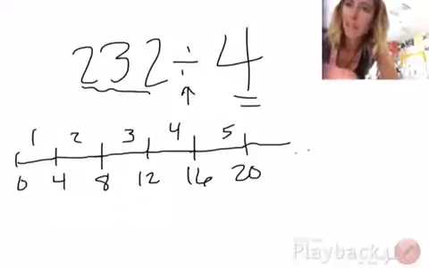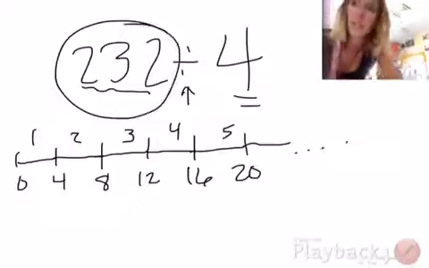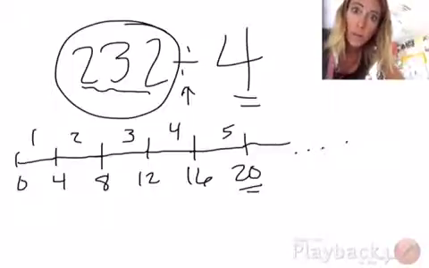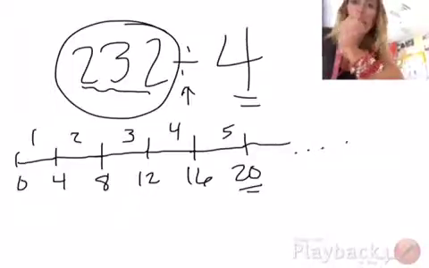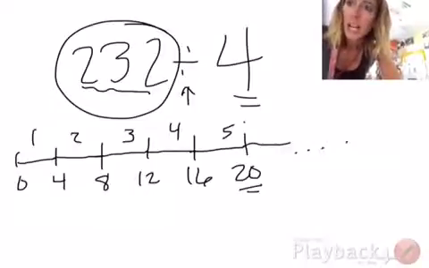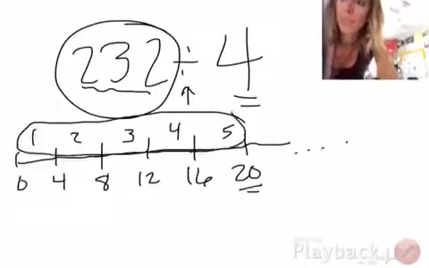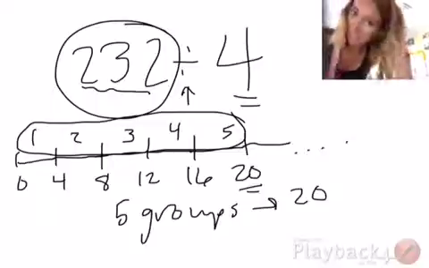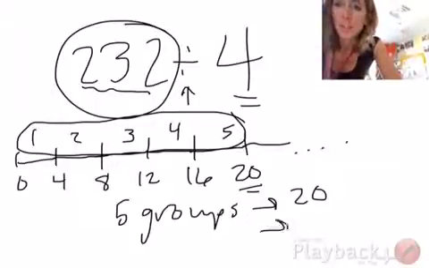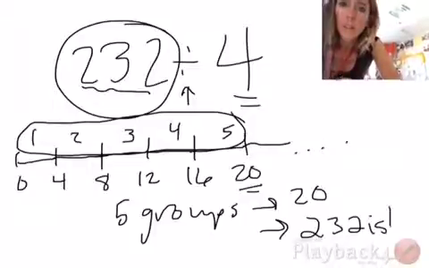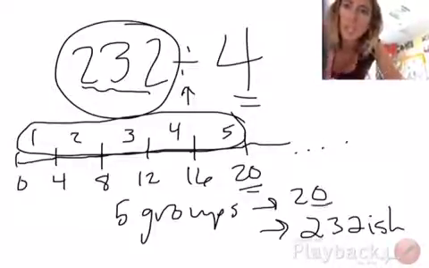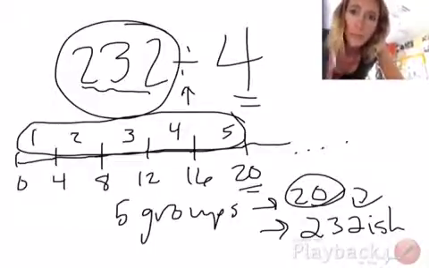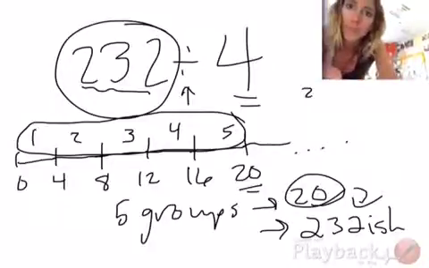You know what? I'm going to stop because, whoa, I have to make it to somewhere around 232, and I'm only at 20. But you know what I could do? I already see I have 5 groups when I make it to the number 20. I'm trying to make it to the number 232-ish. So I'm thinking, can I skip count by 20s faster to get to 232? Yeah, you can.